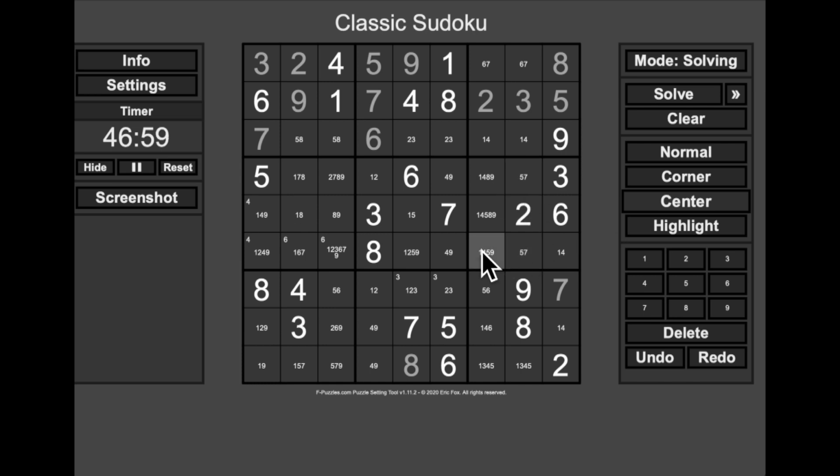Okay, I've got a 5, 7 pair in this box. So these can't be 5 or 7. So that eliminates a 5 there. Let's see. So 5 is in one of these places. Here. 6 is in one of these places. All that says is this is not 5.